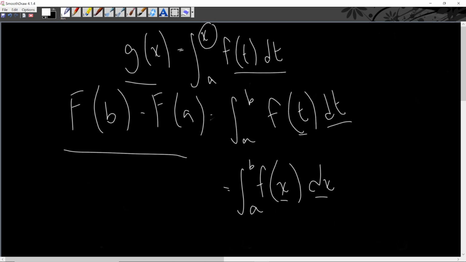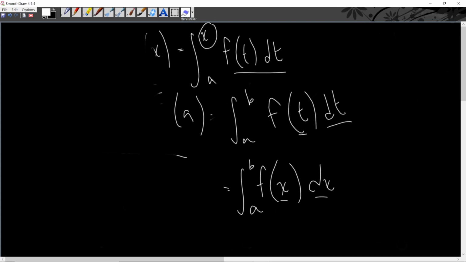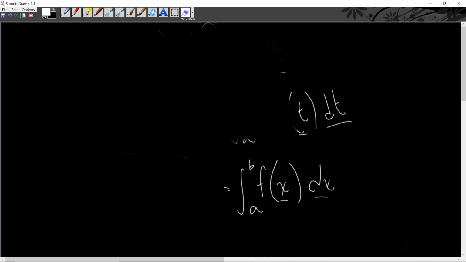Well, we actually do have a couple other theorems that are important, but that's probably the most important one for definite integrals: that the integral from a to b of f of x dx is equal to big F of b minus big F of a.